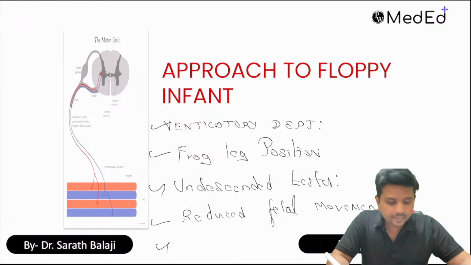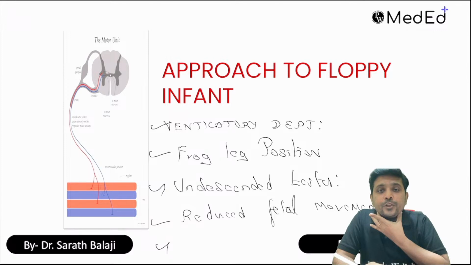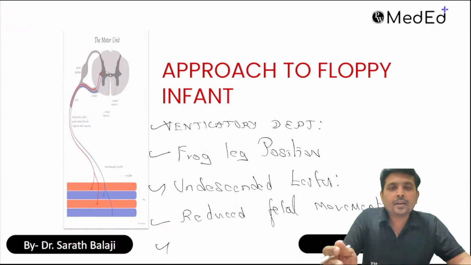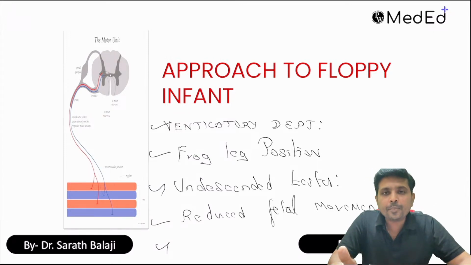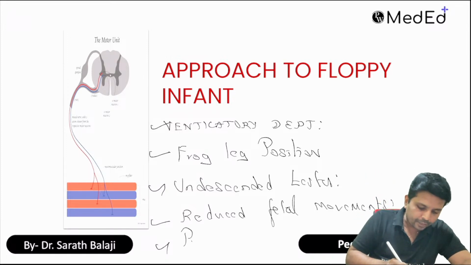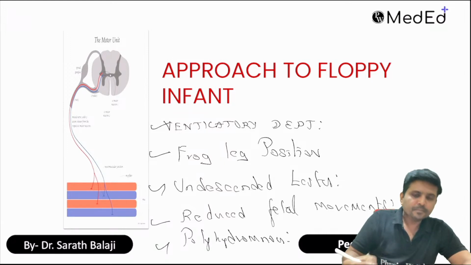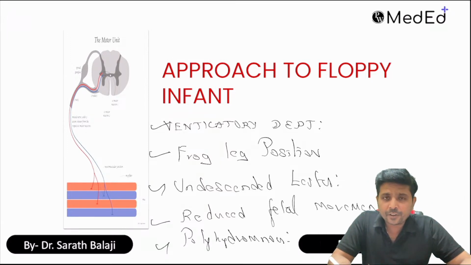The last but not least is that the mother can present with polyhydramnios. You all know that 21 muscles act at a single point of time during deglutition, swallowing. If these muscles are not acting properly, the fetus cannot swallow the amniotic fluid, as a result of which the mother can have polyhydramnios.